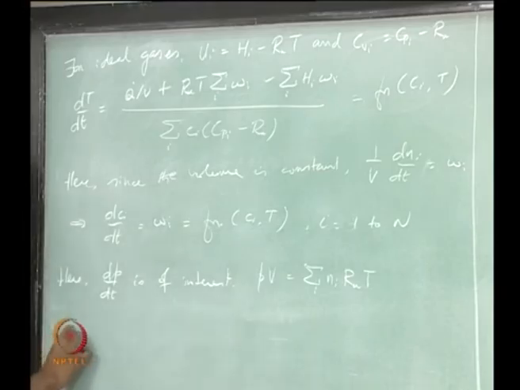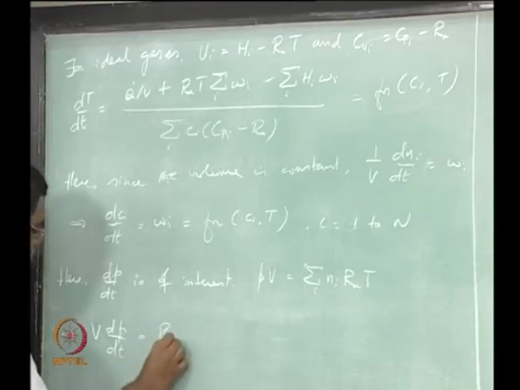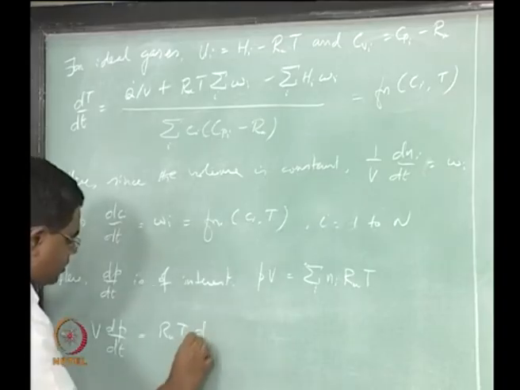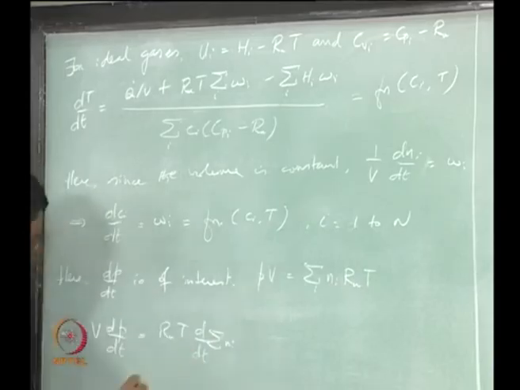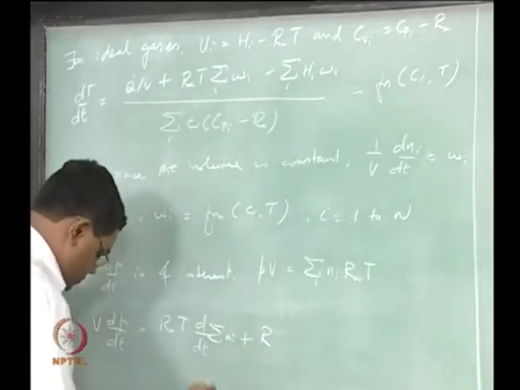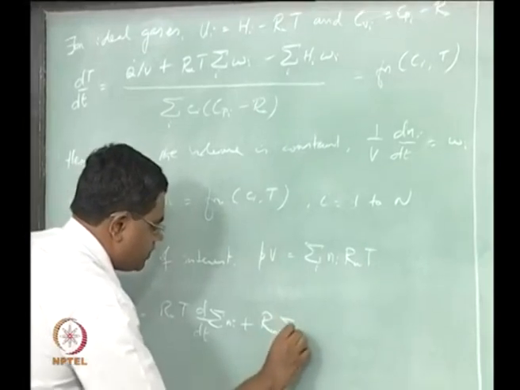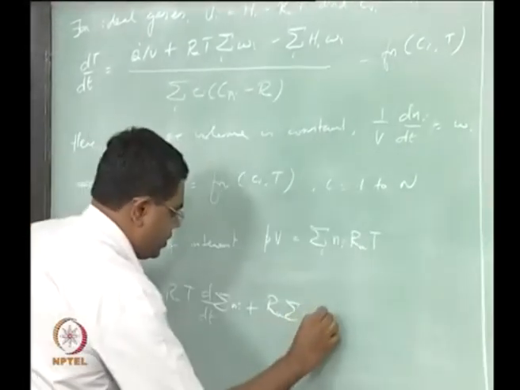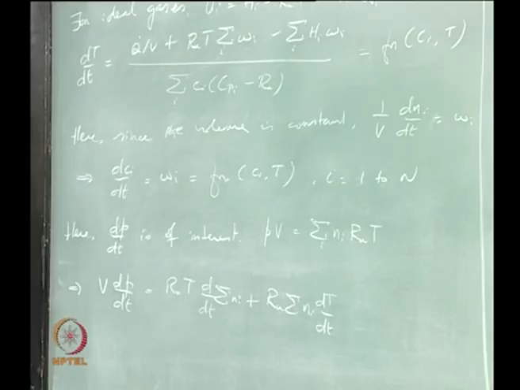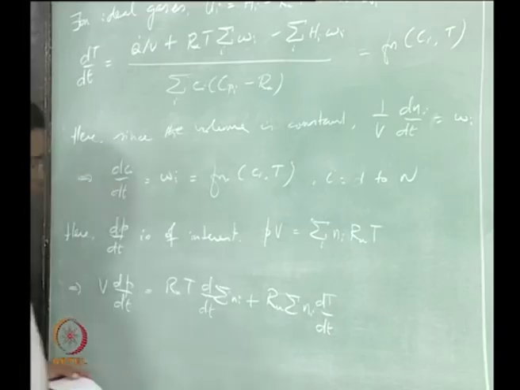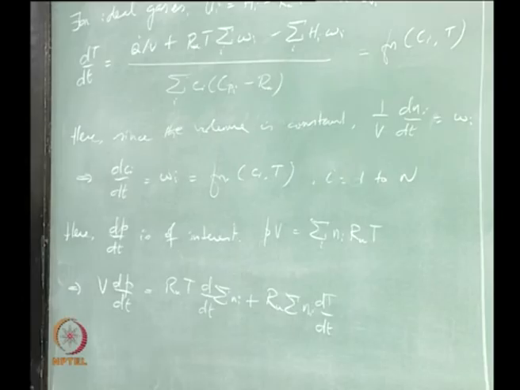So V dP over dt is equal to RuT d by dt of sigma ni plus Ru sigma ni dT over dt. That means there is a contribution because of change in the number of moles and a contribution because of change in temperature with respect to time towards the rate of change of pressure.